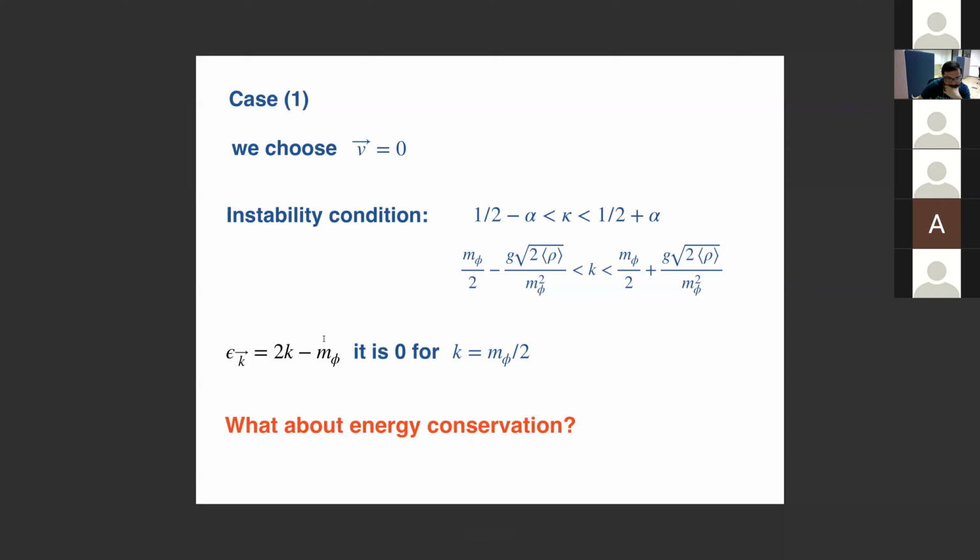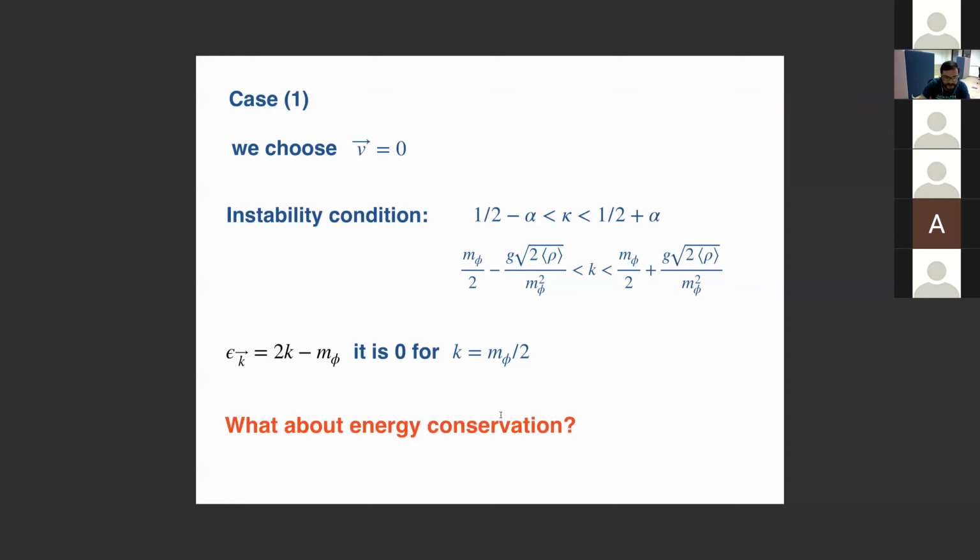Okay, then we notice that epsilon is 0. Epsilon in this case is 2k minus m, and it is 0 only for k equal to m/2. Then what happens is that if we think that the decaying field is made only by one particle, we know that we need energy conservation, right? Because the final particles are free, we need that epsilon must be 0. But in this case, the produced particles interact with the field, and for that reason we have the exponential growth, because the produced particles stimulate the field to keep decaying. Then we have this exponential.